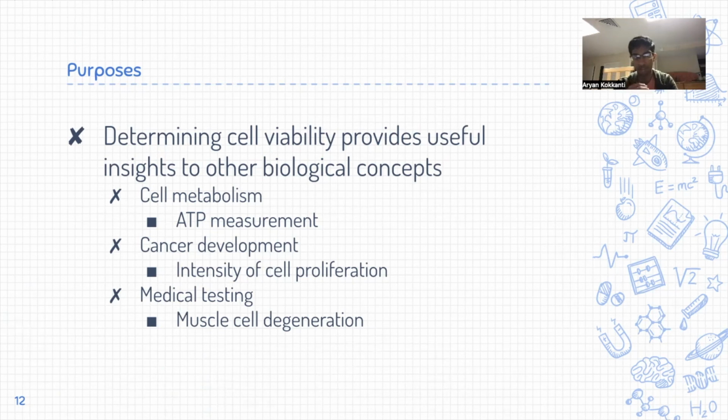Finally, it could also be used in medical testing. A lot of diseases such as muscular dystrophy and myotonic dystrophy have degenerative cells. And in the case of muscle cells, if we were able to determine that the cell viability was decreasing rapidly, then we could provide treatment before it becomes a more symptomatic and complicated situation.